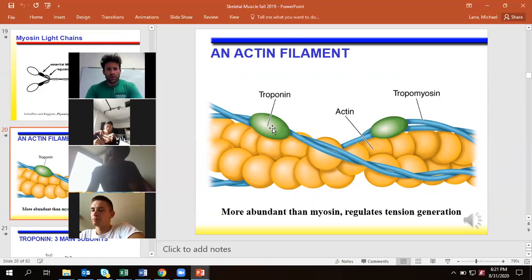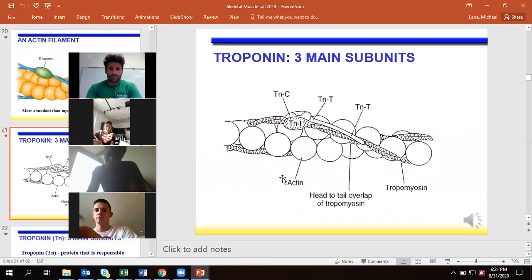Now, troponin is going to bind to calcium, which is going to move this tropomyosin, so we're going to get to the binding sites on actin. And it turns out, remember guys, we have a 6-to-1 ratio of our actin to myosin, so naturally we should always have more actin inside of our muscle cells than we have myosin.